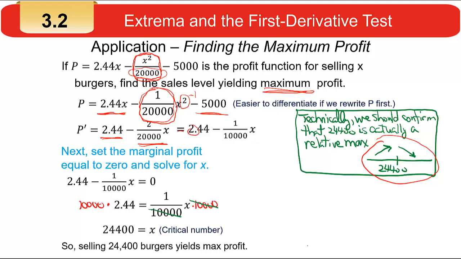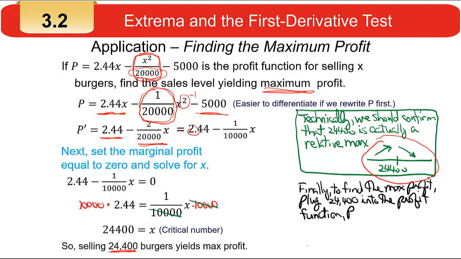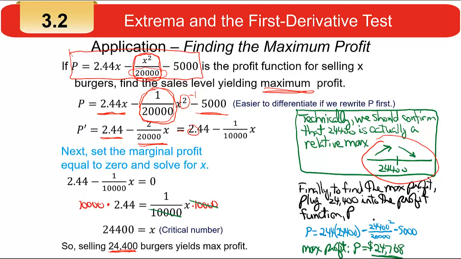The last thing I'll say is, sometimes they want to know what the actual profit will be. Now, I know that I can sell this many burgers, but how much is the actual profit? And to answer that, you would plug the x value back into the original function. Remember, you always go back to the original function to find y values, or in this case, profit values. P is the profit. I won't go through the arithmetic, but you might want to try it on your calculator to make sure you can actually do it, because you might be asked to do it. But if you do it correctly, you'll get a profit of $24,768.